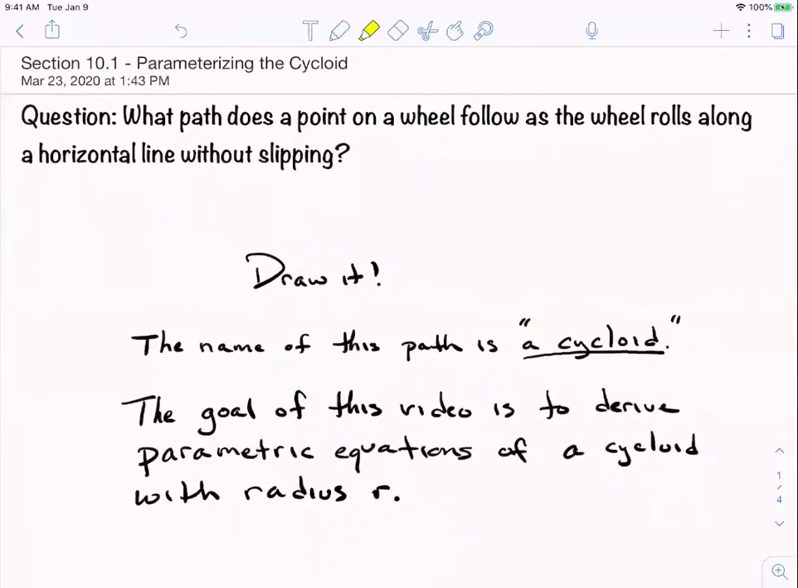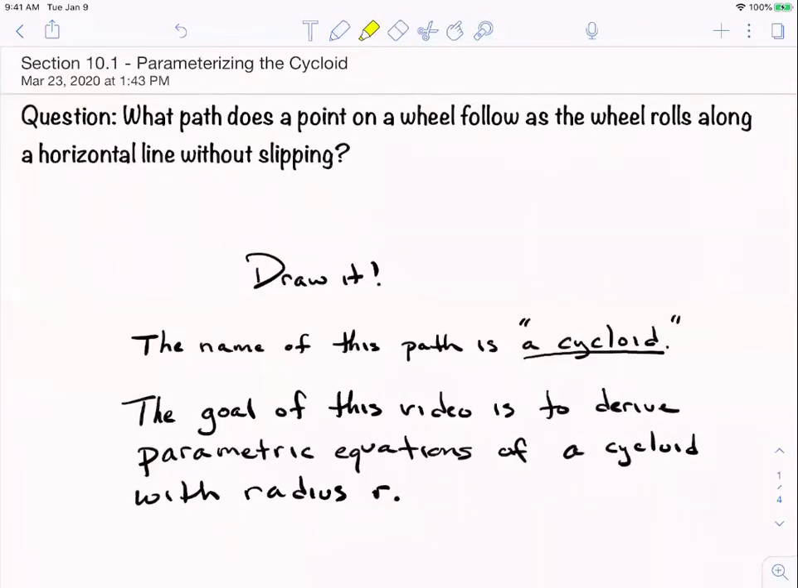Hey there. This is just a little add-on video to section 10.1. I'm going to use some parametric equations in our later work in chapter 10 for a certain curve called a cycloid. And some of you might be interested in how you might derive those parametric equations. So that's the purpose of this video. We'll start with that question you're looking at there.